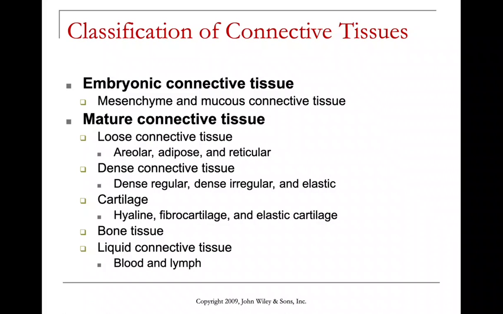So, the classification of connective tissue. Embryonic connective tissue would be things like mesenchyme and mucous connective tissue. For your mature connective tissues, you have loose connective tissue, which has a looser arrangement. This would include areolar, adipose, and reticular tissues. Dense has a denser arrangement: dense regular, dense irregular, and elastic tissues. Cartilaginous ones are hyaline, fibrocartilage, and elastic cartilage. Then you have bone tissue. You can have liquid connective tissue, which would be the blood and the lymph.